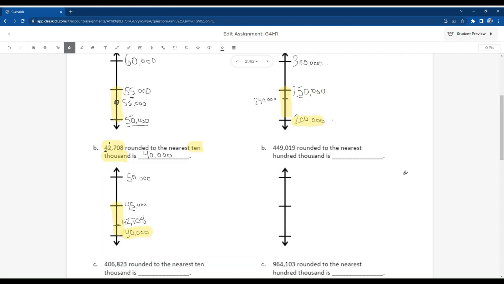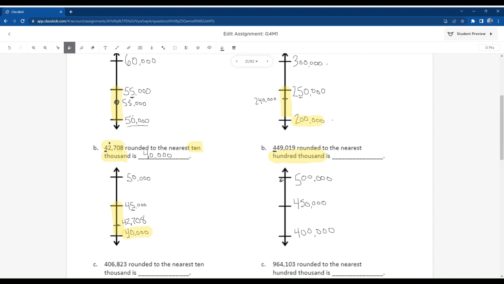And letter B says 449,019. And again, we're rounding to the nearest 100,000. So first things first, identify the digit in the 100,000s, which is this 4 right here. So that is going to be my low number, that amount of 100,000. So 400,000. And the next 100,000 after that would be just one digit up in that 100,000s place, which would be 500,000. Halfway between 400,000 and 500,000 would be 450,000. Said that incorrectly.